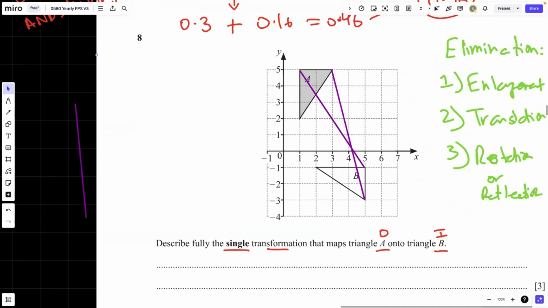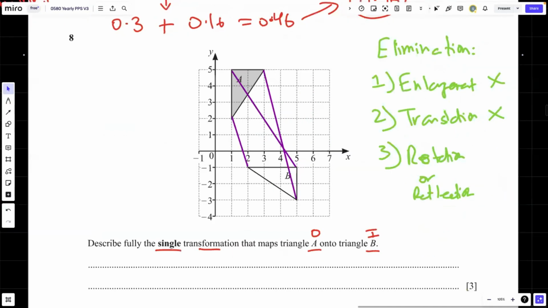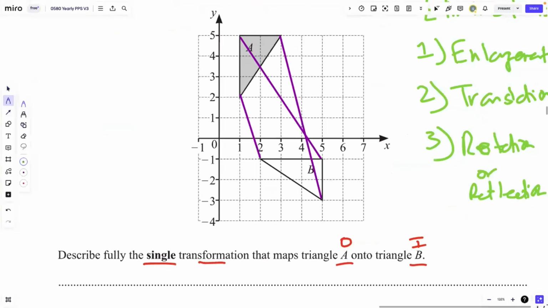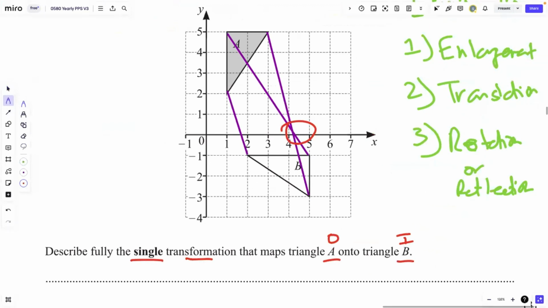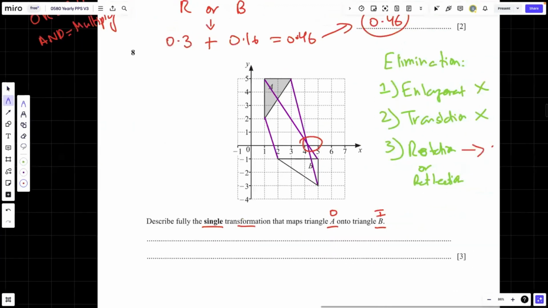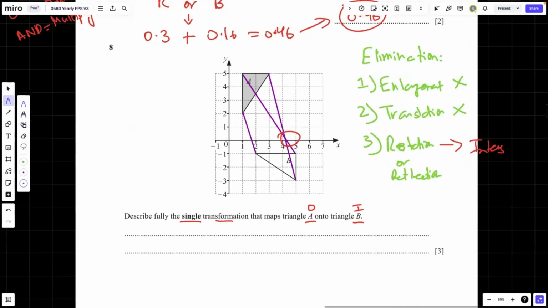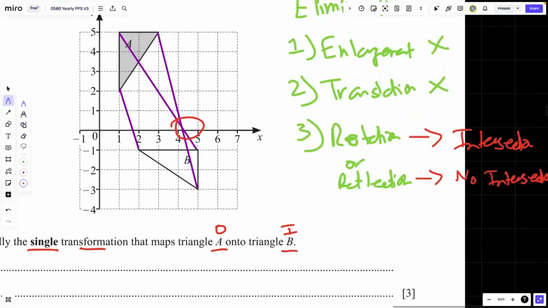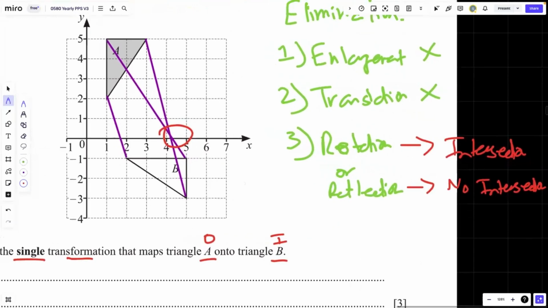It's going to be this point, and we already have an intersection between the lines. Now, how do we decide if it's reflection or rotation? It's actually rotation, and the reason for that is we found an intersection between the lines. If you do have an intersection, it's rotation. For reflection, there would have been no intersection. The lines would have been parallel or overlapping, but there would have been no intersection.